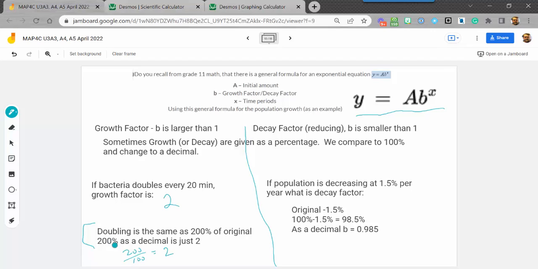Decay is a little different because people get confused with that. We're subtracting it, so it's like, for doubling, we took 100% the original plus we added another 100% because we were doubling, right? The same idea here: what if I wanted to decrease by 1.5%? Well, I do the same thing, the original minus 1.5% ends up being 98.5%, or as a decimal 0.985. So we're going to use that b here as our growth or decay factor. So it could be 2 if we're doubling, could be 0.985. It's going to be less than 1 if we are decaying, if we're getting smaller.